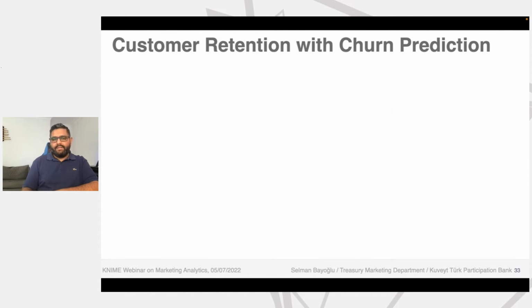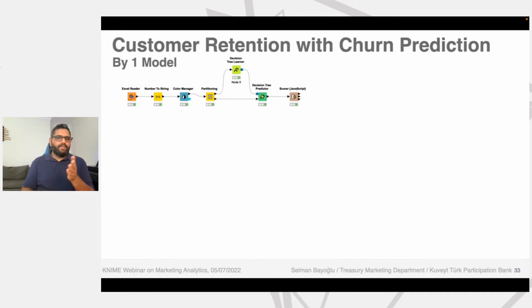And let's look at customer retention with churn prediction. This is on Knime. I will show you two workflows. One is where you build one model from end to end, without AutoML, and I chose the decision tree learner. I have the data in Knime: Excel reader, number to string, column manager, partitioning, and decision tree learner.